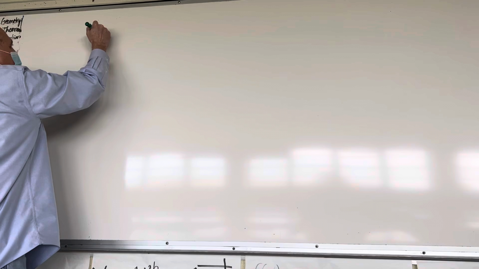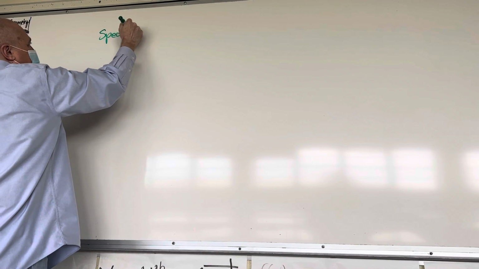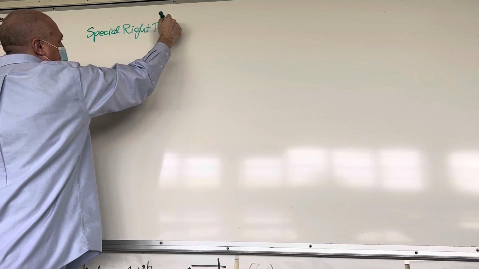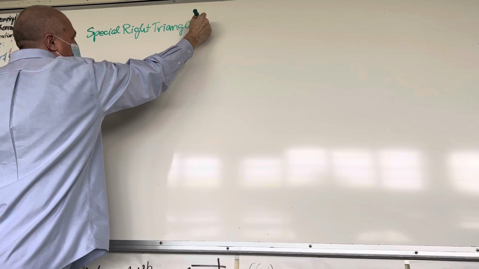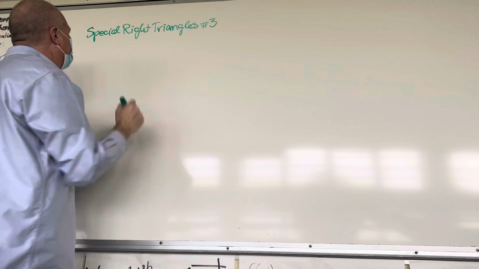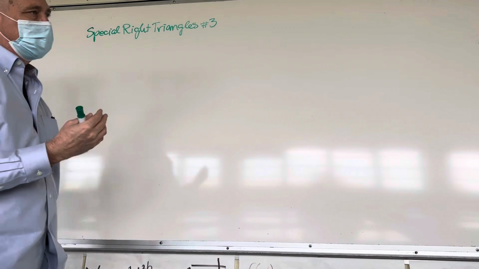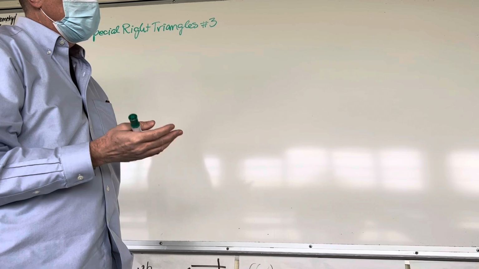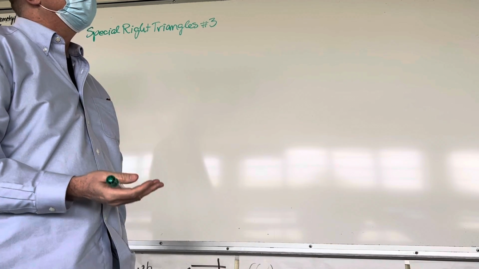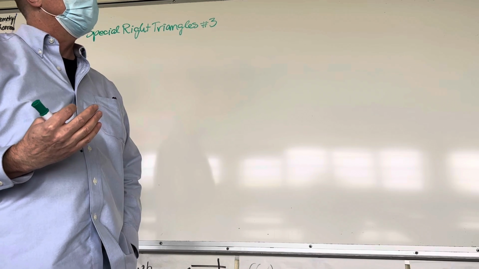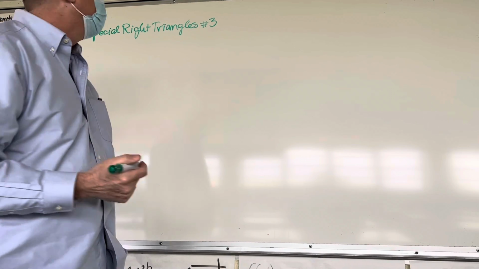This is special right triangles number 3. And when I originally did this 1, 2, and 3, I did them differently. I did it where I focused on the opposite leg, then the hypotenuse, then the adjacent leg. But at some point, I started making them all the same. So this one's going to look a lot like the last two, and it's basically a repeat of that.